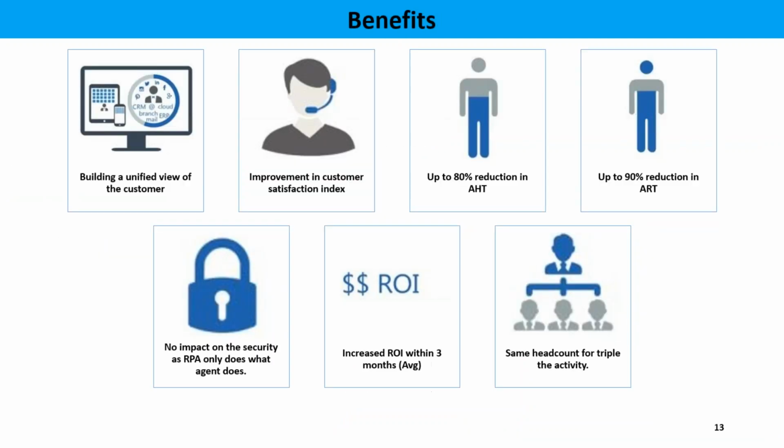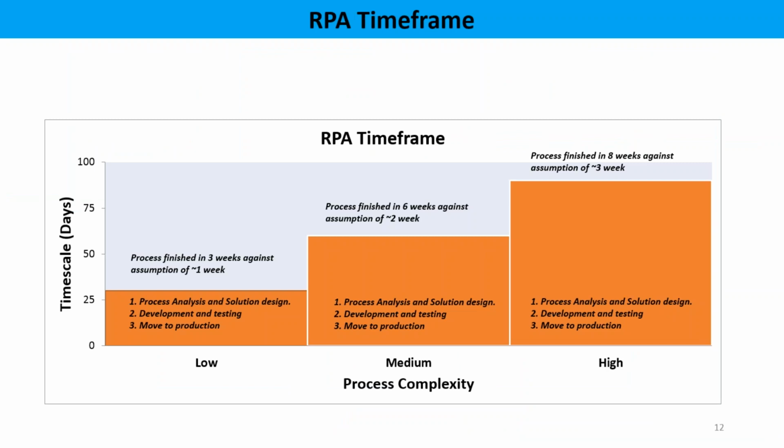If we go to the next one, that will be the RPA time frames. So what are the RPA time frames? As we have discussed, everything depends on the complexity. If it is a low complexity process, then it takes around 3 weeks. If it is a very low process, where you just copy the data from Excel and paste it into a web page, it is a low complexity process, and you can complete it within 3 weeks, which contains the process analysis, solution design, development, testing, and move to production.